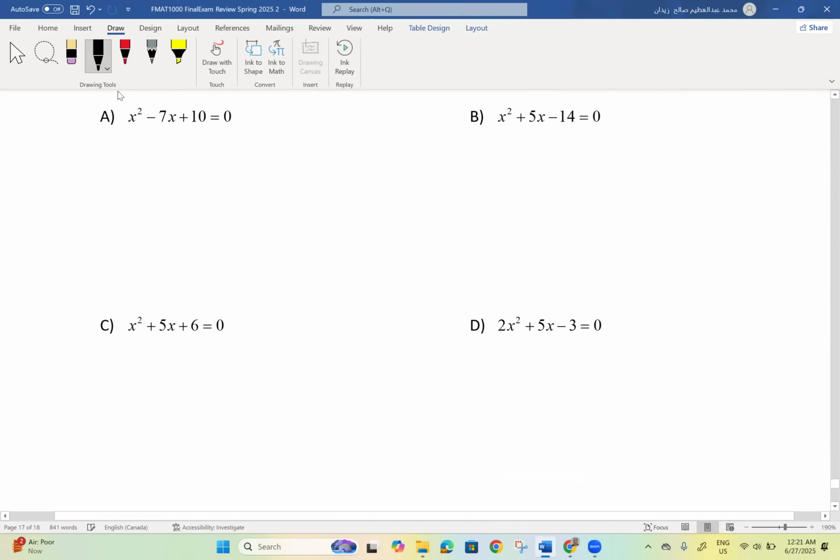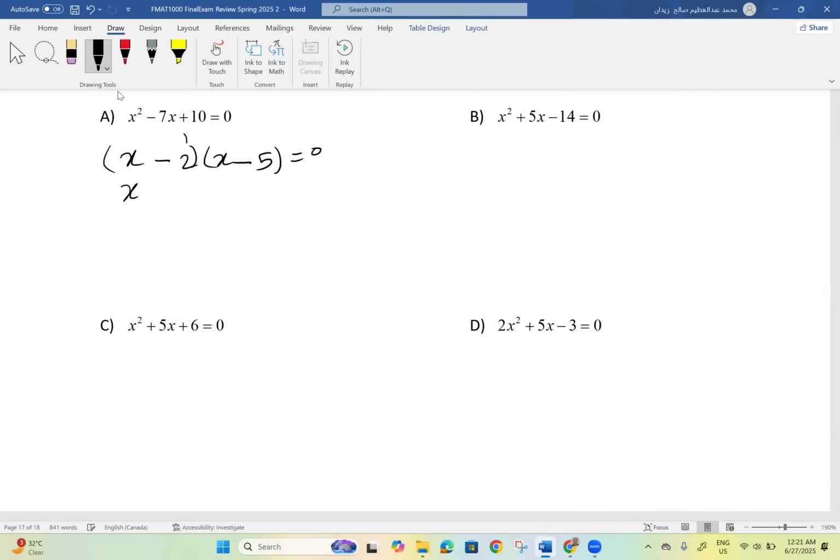Solve the following equation. It depends on if the expression is factorizable. It's better to use factorization. It's quite an easy method. The x squared is x times x. The 10 is simply 2 times 5. To get a middle term, -7, make it -2 times -5.